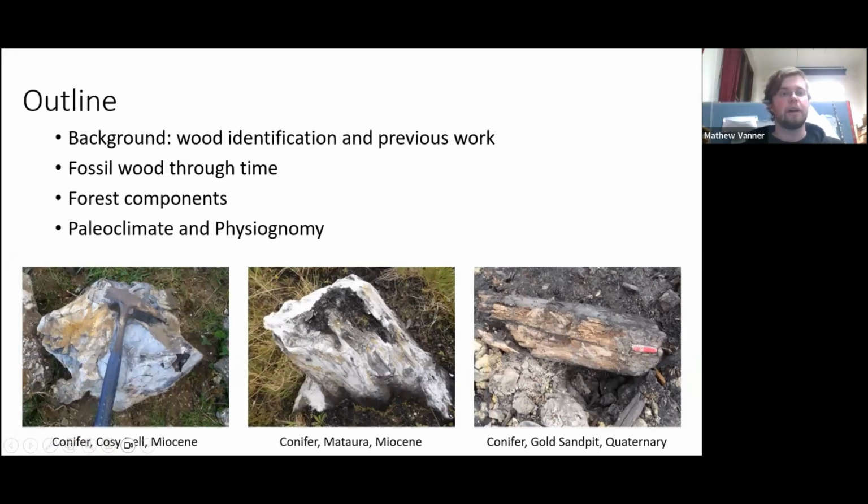So a quick outline for this talk. I'm going to give a bit of background on how to actually identify wood, as well as previous work in the field. I'm going to then talk about the fossilised wood of New Zealand through time, the fossil forest components, and then I'm going to end with a little bit of a discussion on the paleoclimate and physiognomy and how you can actually try and tease out paleoclimate signals from wood anatomy itself.